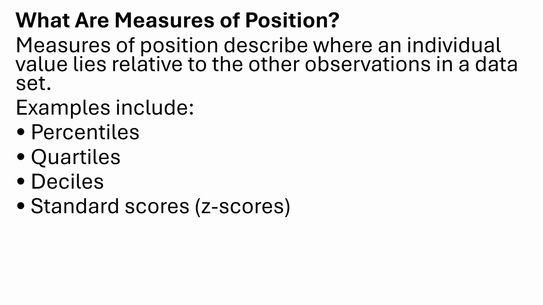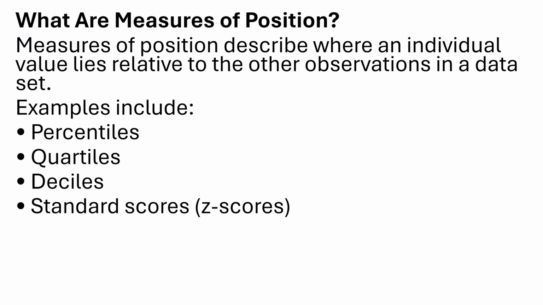What are measures of position? Measures of position describe where an individual value lies relative to the other observations in a data set. Examples include percentiles, quartiles, deciles, standard scores, and z-scores. Measures of position tell us the location of a data value compared to the rest of the data. Rather than describing the center or spread, they indicate where an observation stands in the distribution.